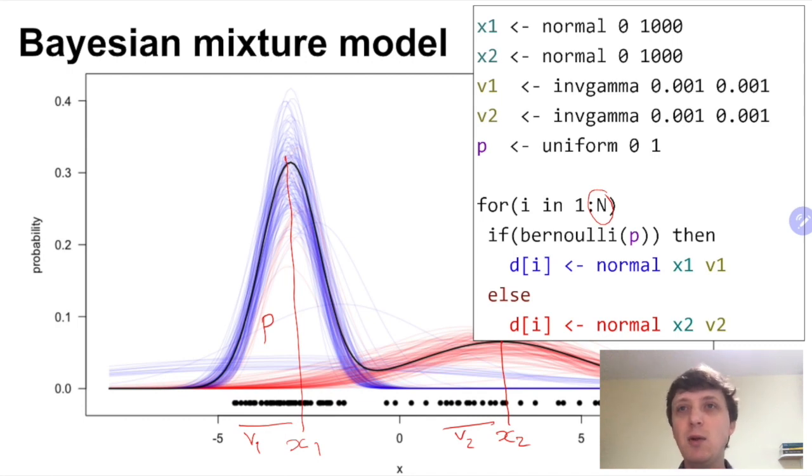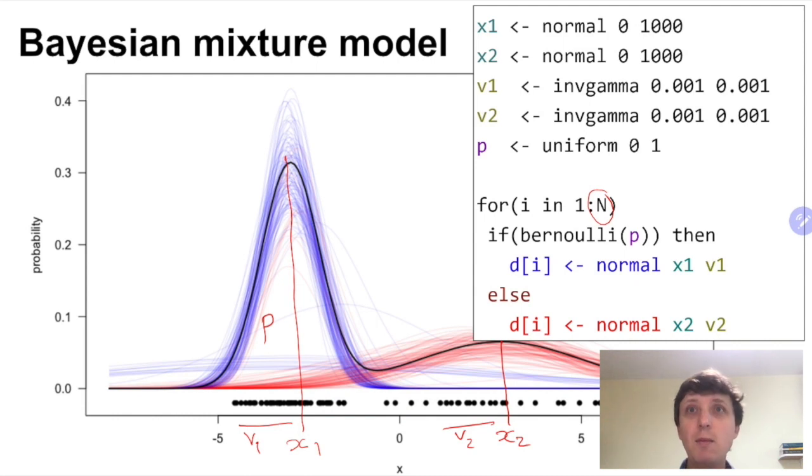And if I'm going to land in the blue cluster, then I'll generate my position on the x-axis by a normal distribution, mean x1 and variance v1. But if I'm landing in the red cluster, I'll generate my position by a normal distribution with mean x2 and variance v2. It's very easy to write this as a probabilistic program. That's what I did here.